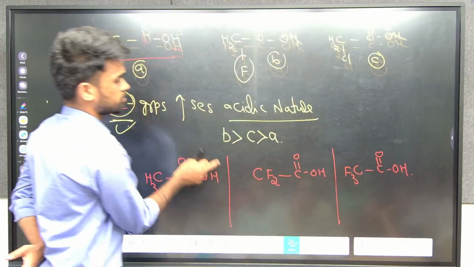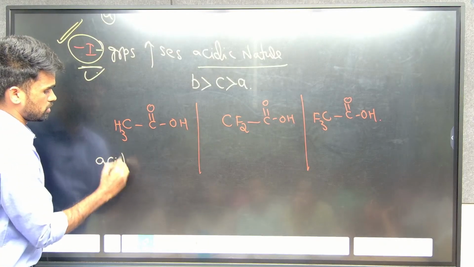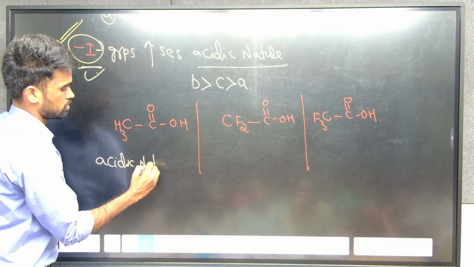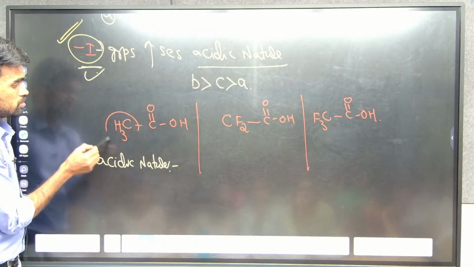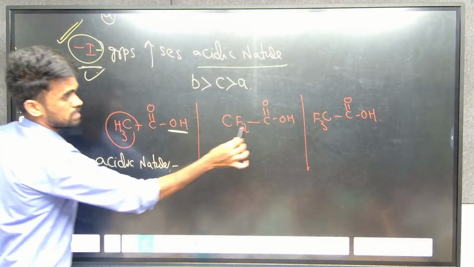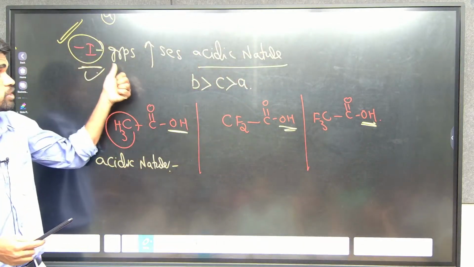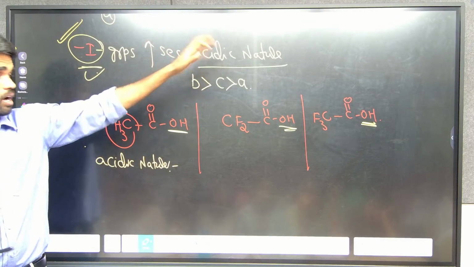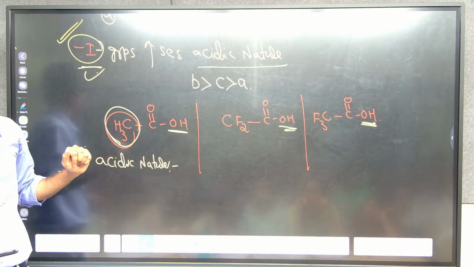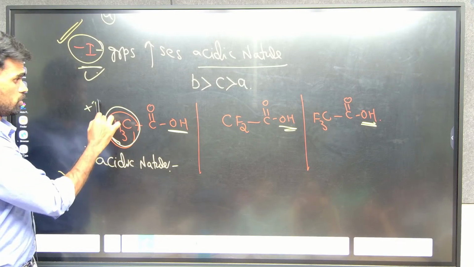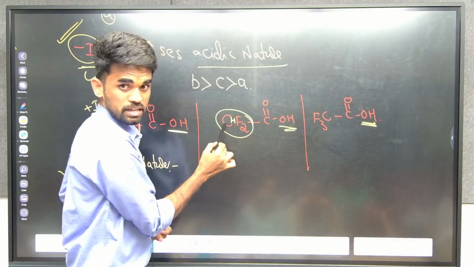Okay, look at this. 3 compounds I have given. I am asking you acidic nature. What type of group is it? Acidic nature means this proton is acidic here. So what I told you, the stronger the minus I group, the more acidic. Here what type of group do we have? Alkyl groups are plus I groups. What about this? How many fluorines are there? 2 fluorines are there.